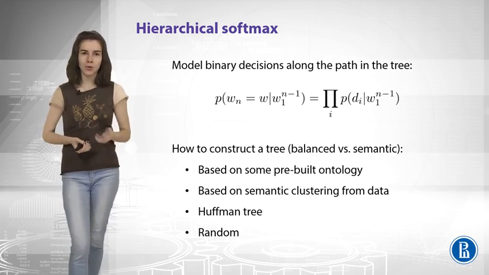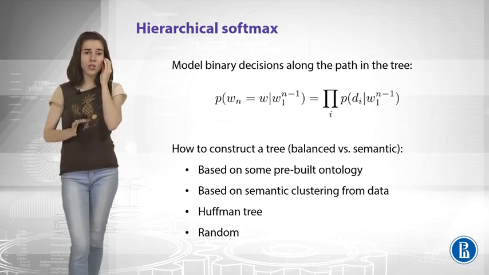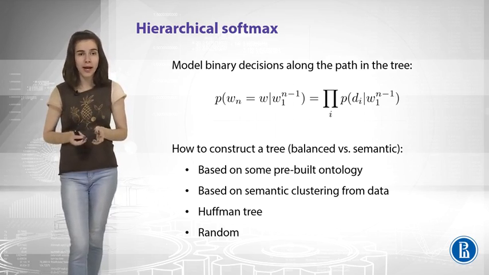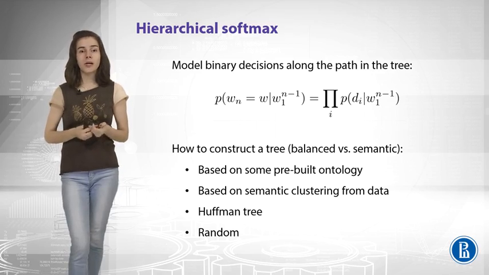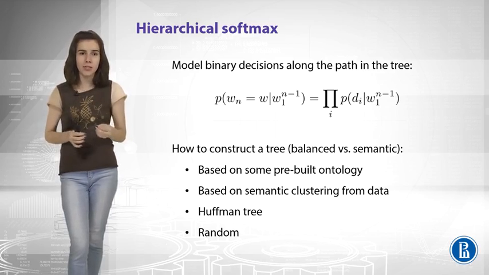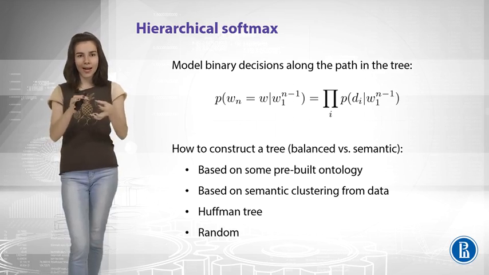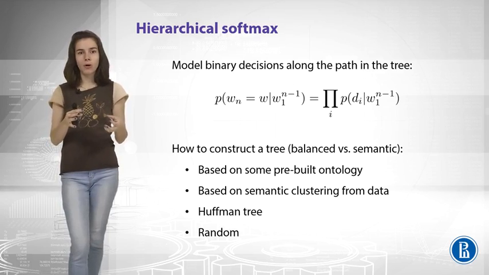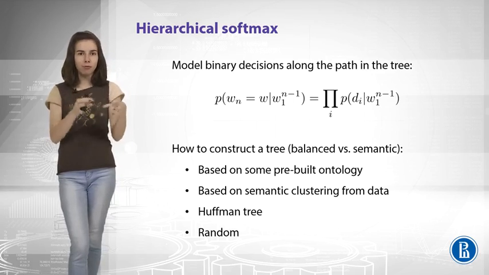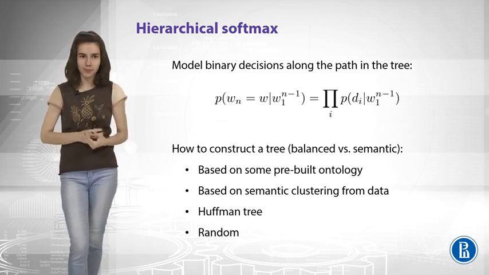What kind of tree do we use? Well, it is actually not so important. Interestingly, even just a random tree can help. Alternatively, you can use a Huffman tree that takes into account the frequencies of words. Or you can try to use some semantics, so you can cluster your words in the data based on their similarities. Or you can use some pre-built structure that says that these words are similar and that they should be found in one hierarchy branch.